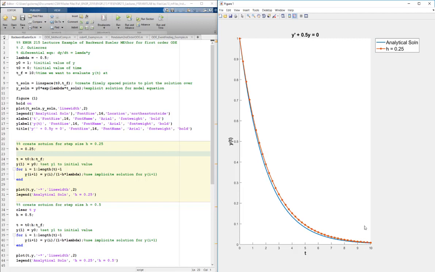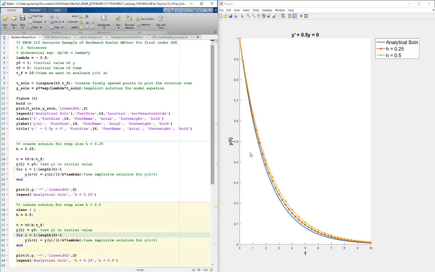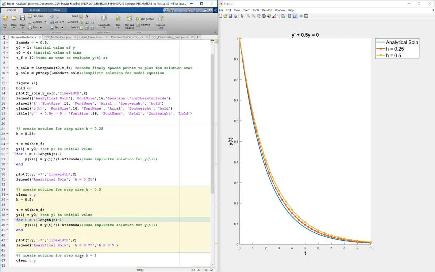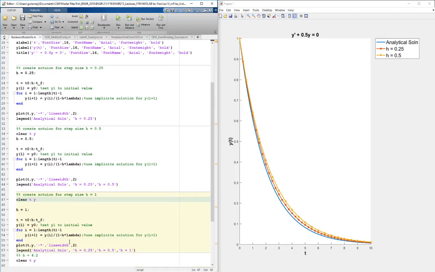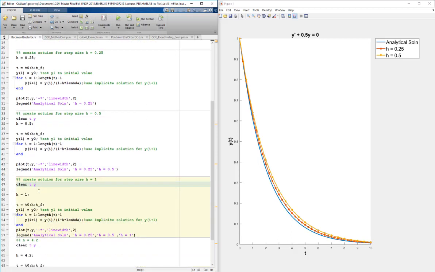So what we see here is this backward method with a time step of 0.25 quite accurately approximates the analytical solution. I can increase the step size to 0.5, and we'll see here that our error is increasing linearly. And I can increase it to a step size of 1, so that's going to increase h to 1 second. So I'll run this section, and my error is greater still.